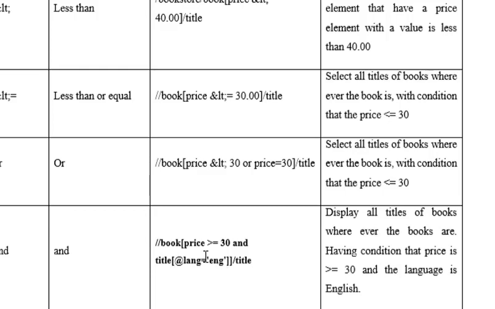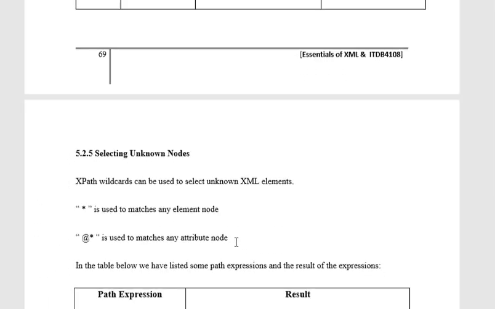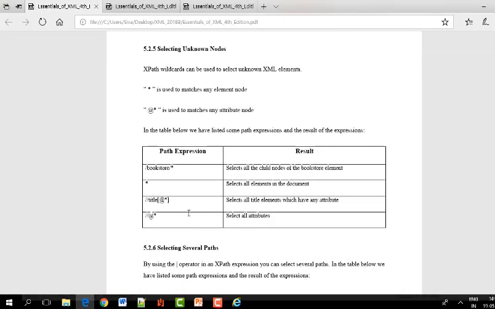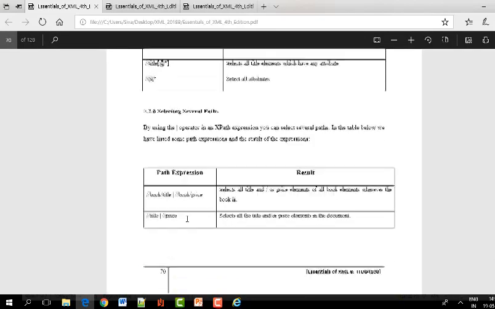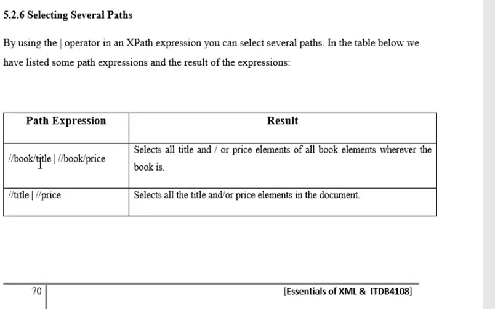So these are all interesting exercises to do. And the star, we saw this already at the beginning of XPath, how to use the star. By looking at this, how can we understand what it is going to filter? This is all the books' titles or all the books' prices. This selects all the title and price elements of book elements wherever book is.